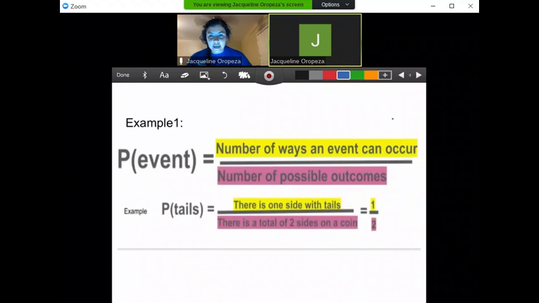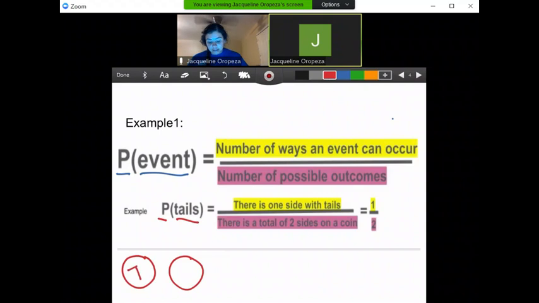If we move on to the next slide, here we have again the same thing that we've seen. P for probability. Event is what we want to figure out the probability of. At the bottom, we have probability, and this is tails. So that means that we are looking at coins. Say, for example, these are 2 coins. If I have a penny and I flip it, I only have 2 options. It either lands on tails or it lands on heads. So here, I want to figure out the probability of it landing on tails.